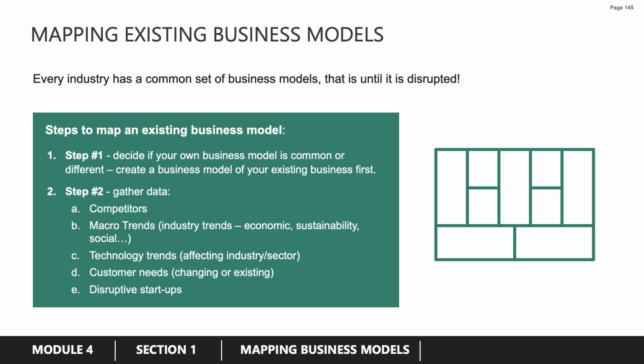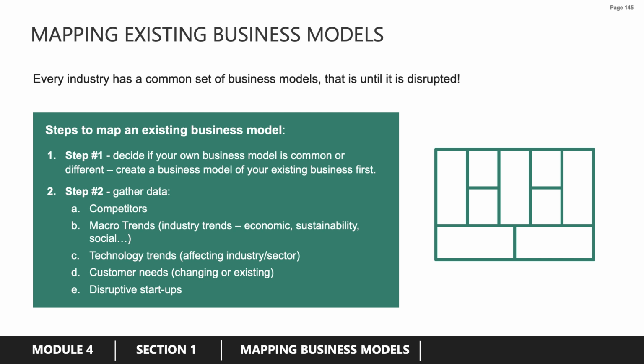So how do you do this? Every industry has a common set of business models until it's disrupted, and often then it's too late for a lot of companies. They're on the slide, they're playing catch up, and that's why disruption often happens. So the first step is to decide if your current business model is common or different to others in the marketplace. Clearly, we're going to focus on different customer segments, so you need to identify initially which customer segments we're talking about. But quite often, if you've got an existing business, that's quite easy to do. You've already got a set of customers, and you can gather a lot of information about them.